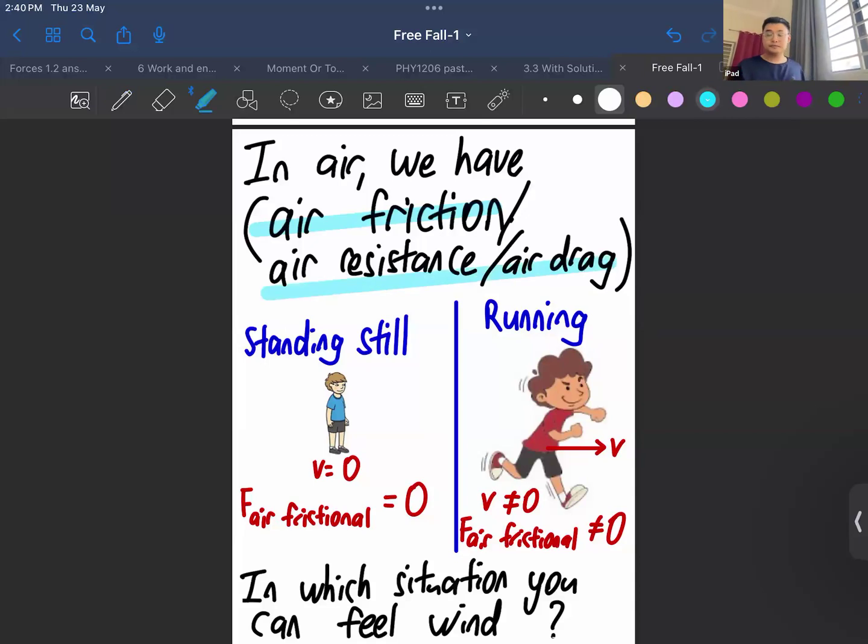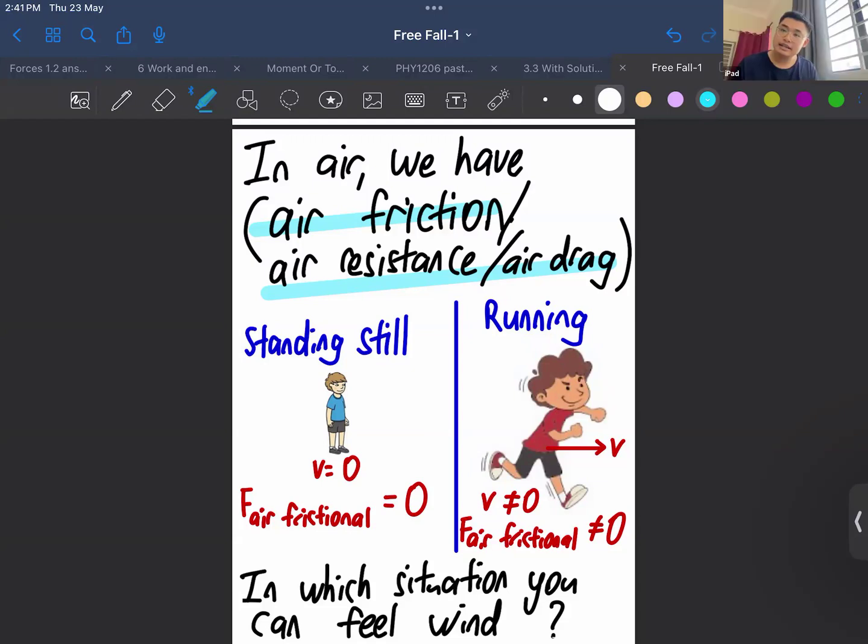Do you know what the so-called wind is? The wind flowing, passing through your face, is actually the so-called air friction, air resistance, air drag. I repeat: I need your help to remember that the wind that blows through your face is exactly the air friction, the air resistance, and the air drag. And for your information, they are the same. So later on, you don't have to ask me what the difference is between friction and resistance and drag. They are the same.